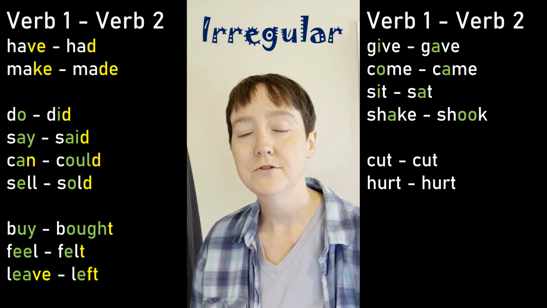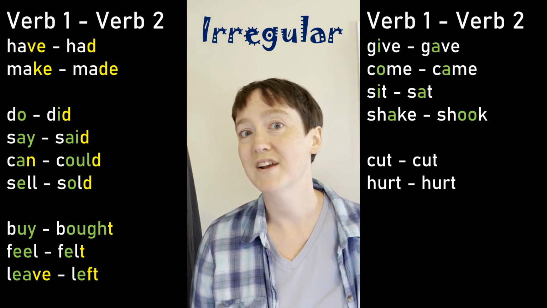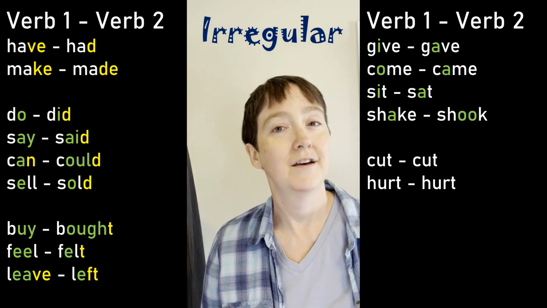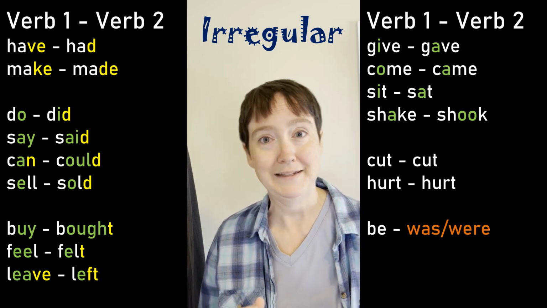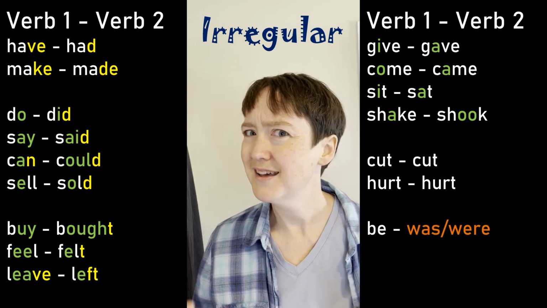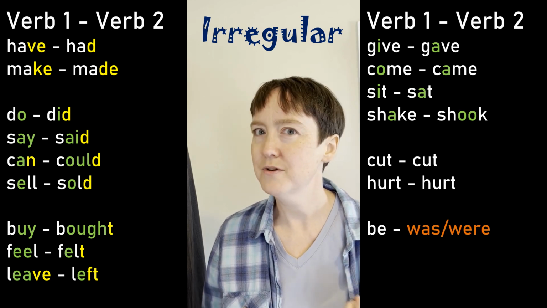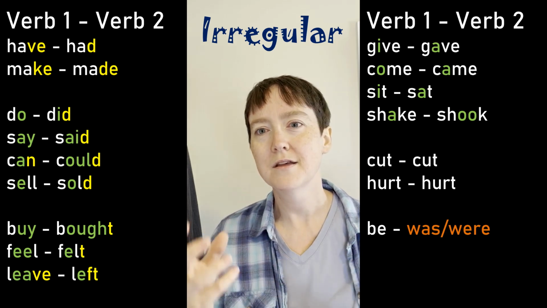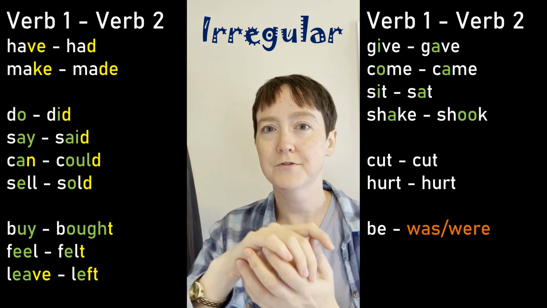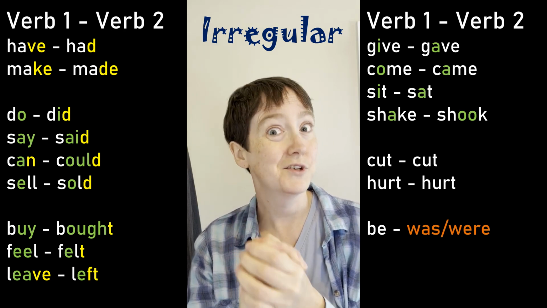Finally, there are two very special irregular past verbs. One of them, of course, is be. Am, is, are, was, were. They all sound different. Do you remember why? Yes, because in history, they were separate verbs and over time they became one verb.